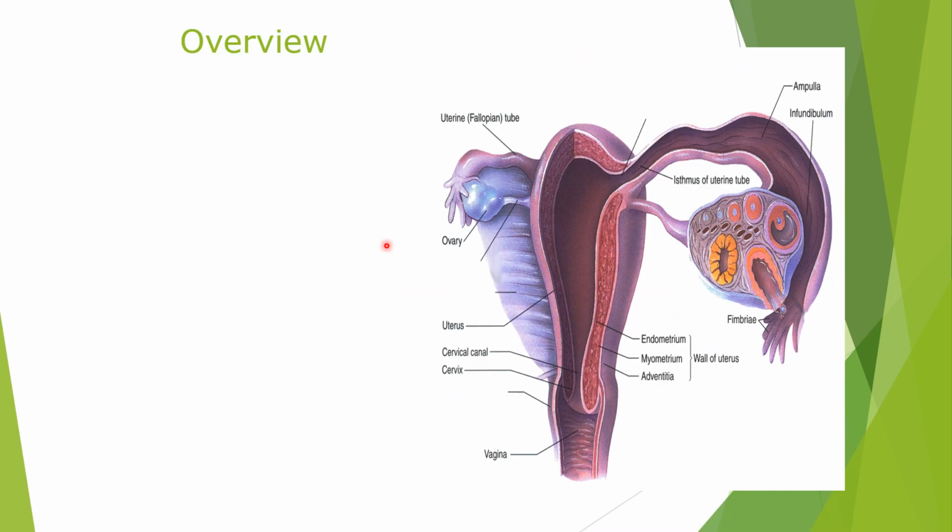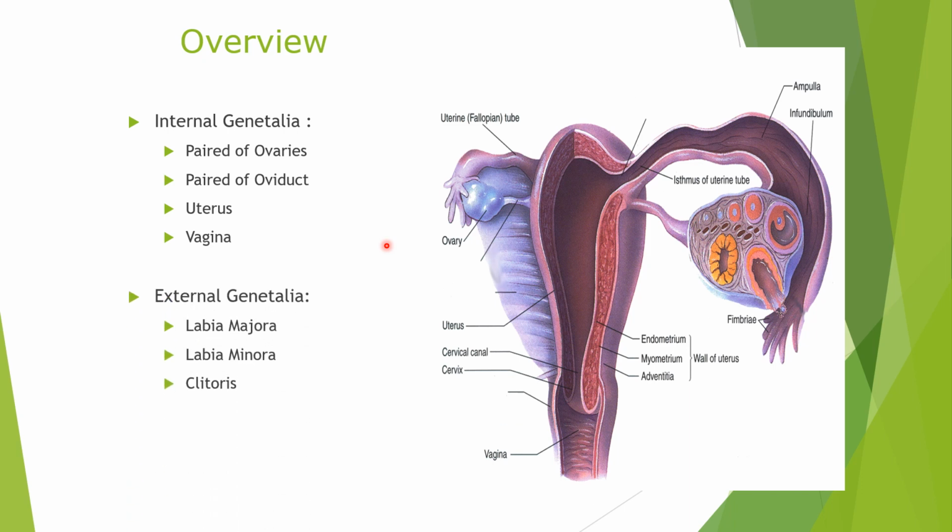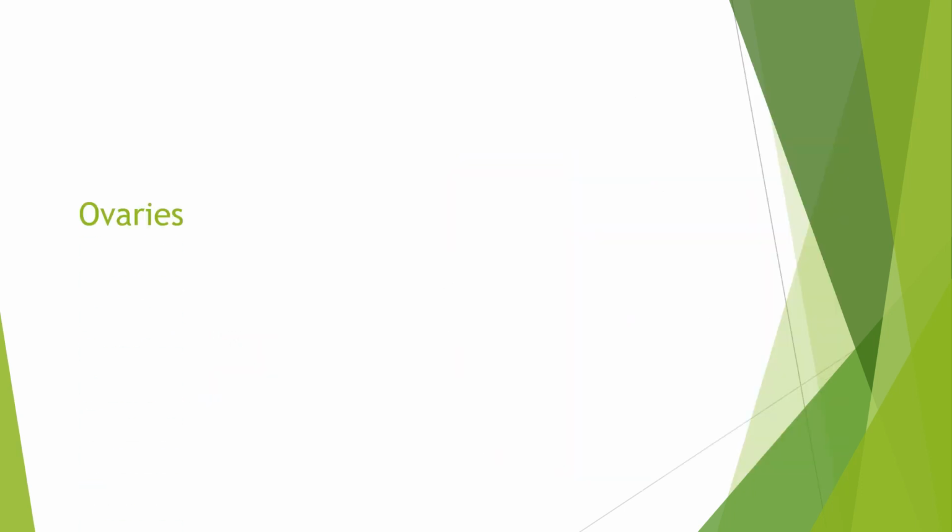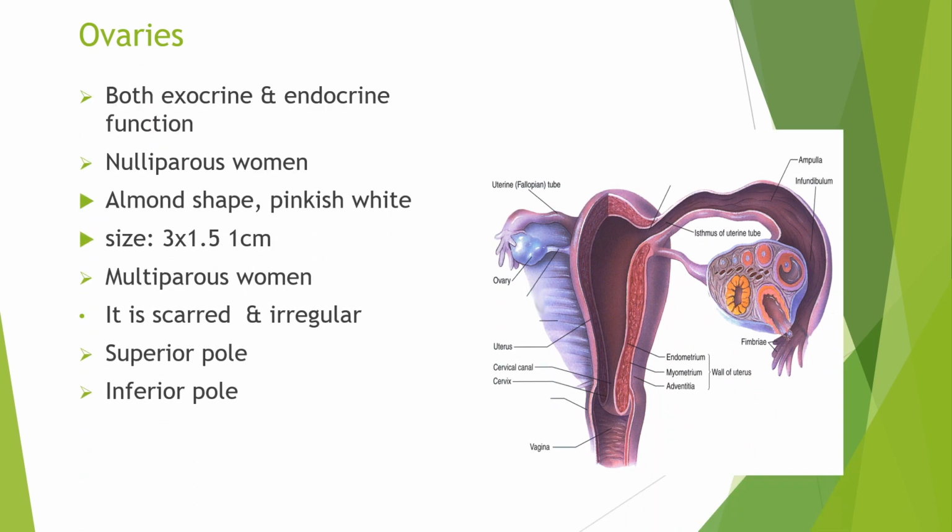So what about the details of the female genital system? It consists of internal genitalia and external genitalia. In internal genitalia we have paired ovaries, paired oviducts, then the uterus, and then the vagina. And in external genitalia we have labia majora, labia minora, and the clitoris. Ovaries act both as exocrine and endocrine glands.